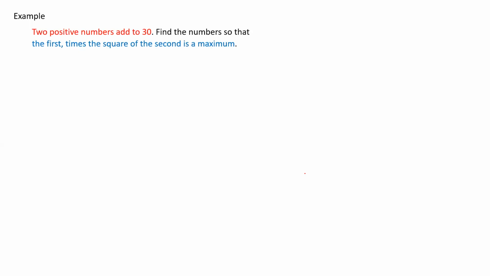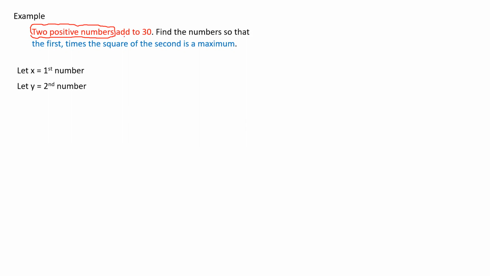Let's take some examples. Two positive numbers add to 30. Find the numbers so that the first times the second, the square of the second, is a maximum. So identify what you're looking for. We're looking for two positive numbers. So I'm going to call my first one x and my second one y. What about the fact that they're positive? Don't worry about it. We'll look at that at the end of the question.